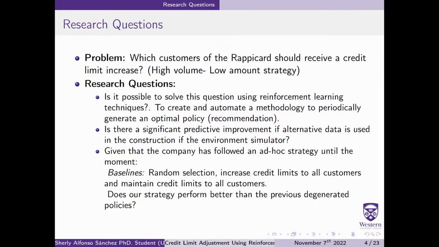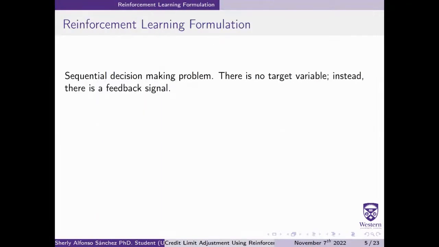After that, we aim to compare the policy that we generated using reinforcement learning with baseline strategies, which were randomly selecting the increments, increasing for every customer, or maintaining for all. This is because until this moment, they had an ad-hoc strategy, and because of that, we could not compare with their current policy. And finally, how should this strategy be deployed?